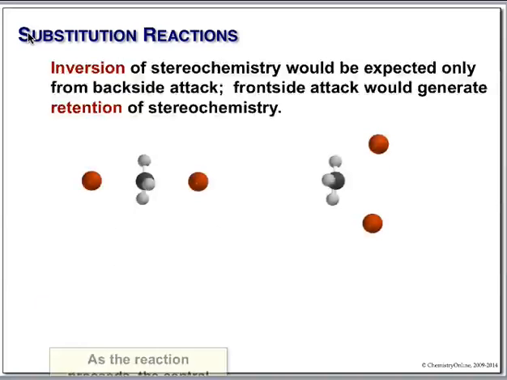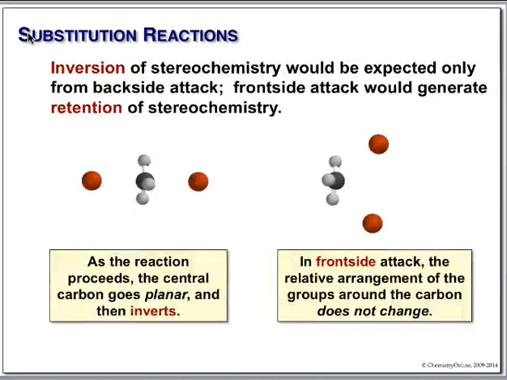If we had a front side attack, something like this, in the front side attack, this carbon never flattens out. It stays pyramidal. So this comes in, this leaves, we would get retention of configuration. So based on this, many, many years ago, using polarimetry, which is what we're going to use tomorrow, they were able to determine that these things really do undergo backside attack to give inversion of configuration.